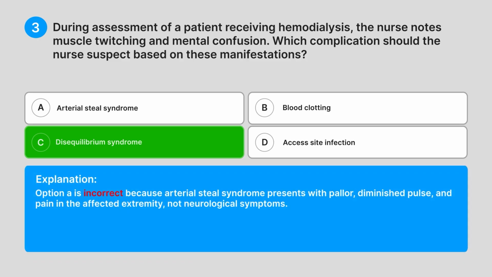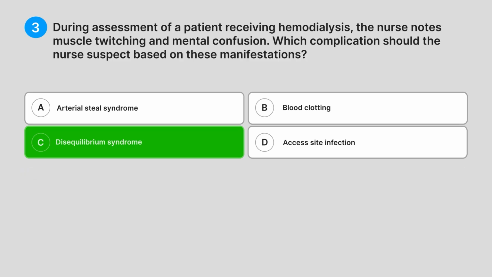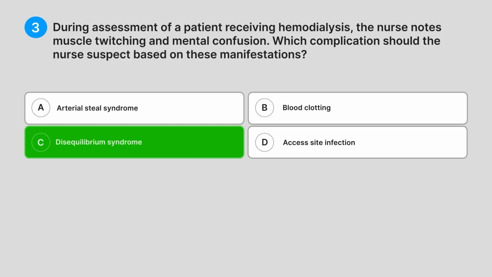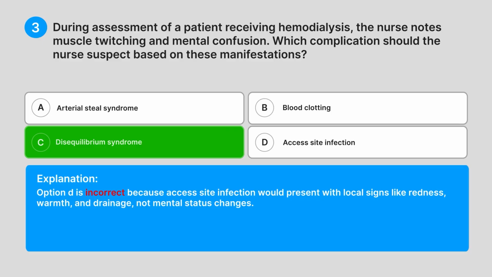Option A is incorrect because arterial steal syndrome presents with pallor, diminished pulse, and pain in the affected extremity, not neurological symptoms. Option B is incorrect because blood clotting would manifest as decreased flow through the dialysis access, not with neurological symptoms like confusion. Option D is incorrect because access site infection would present with local signs like redness, warmth, and drainage, not mental status changes.